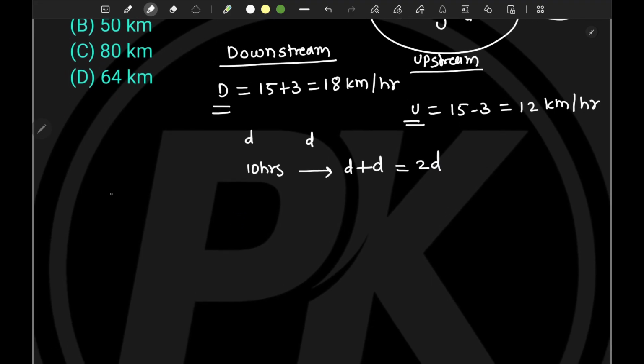As I said, for speed, time and distance, we have only one formula. Speed is equal to distance divided by time. Now let us consider for upstream.